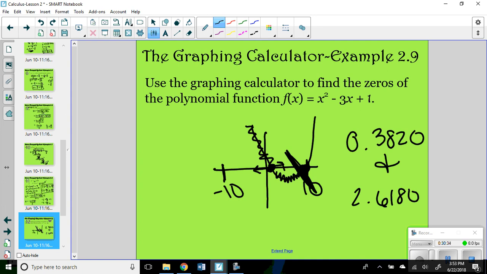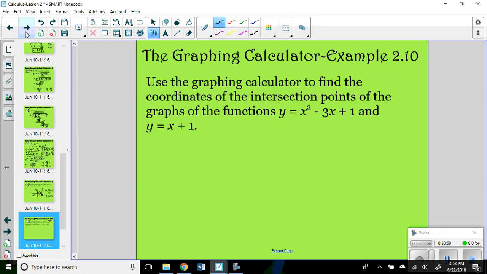But for your test and for your homework, I'm only going to be looking for the first 4 decimal places. So you don't have to write it out nearly as far as the book is going to take it. Okay, so we're going to look at one more example with the calculator.